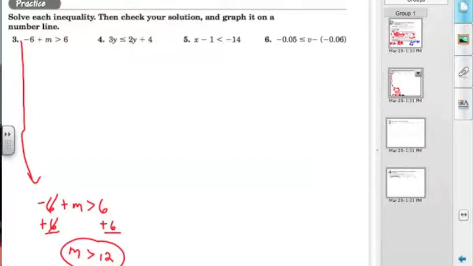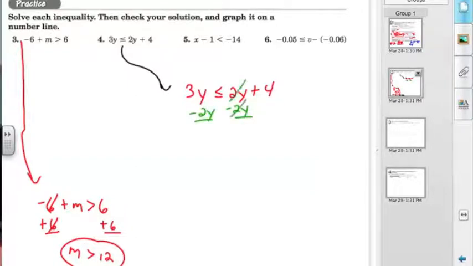All right, now I'm going to do number 4 because there's a change of signs here. I have 3y less than or equal to 2y plus 4. Well, I want to get my y's to one side. Since the 3y is somewhat by itself on the left, I'm going to subtract 2y from both sides. So 3y minus 2y is y. It's less than or equal to 4. So that means any number less than or equal to 4.